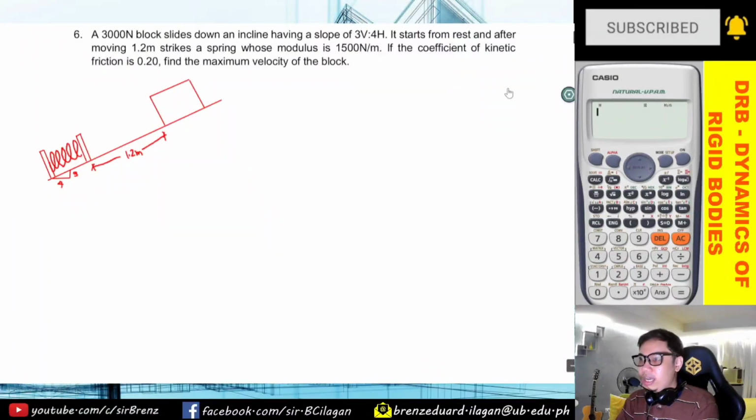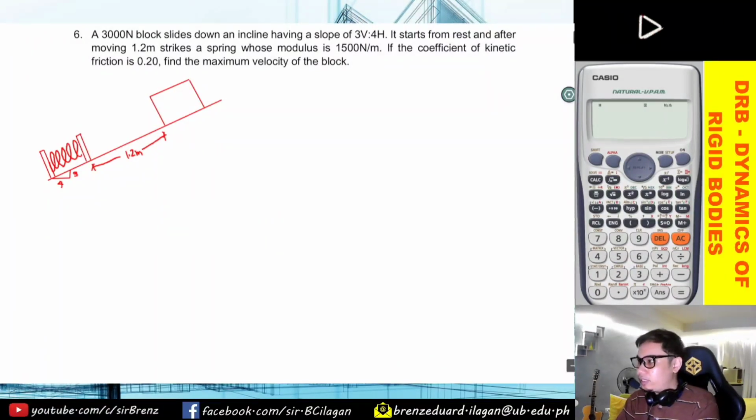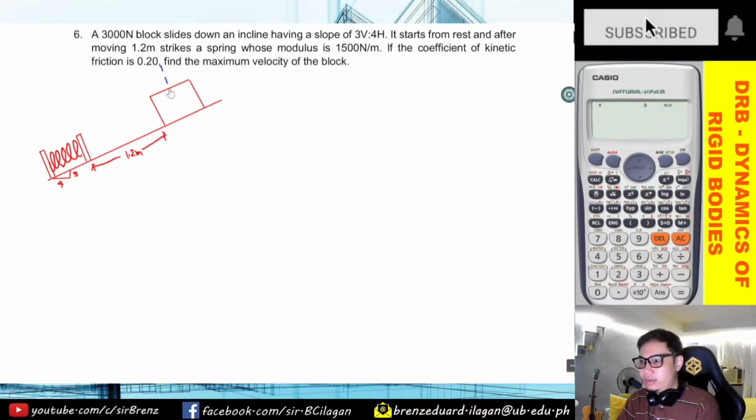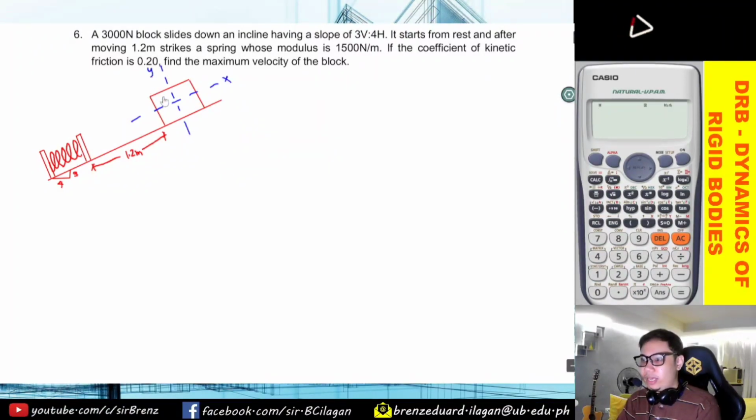So initially, let's draw first the free body diagram for this block. So again, gagawa lang po ako dito ng X and Y axis, which is parallel along doon sa inclined plane natin. So this will be my X, and this will be my Y axis. So what are the forces acting on this block?